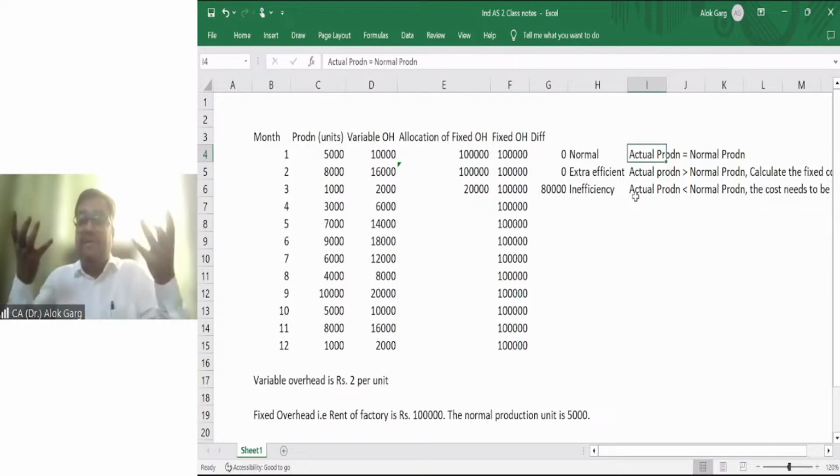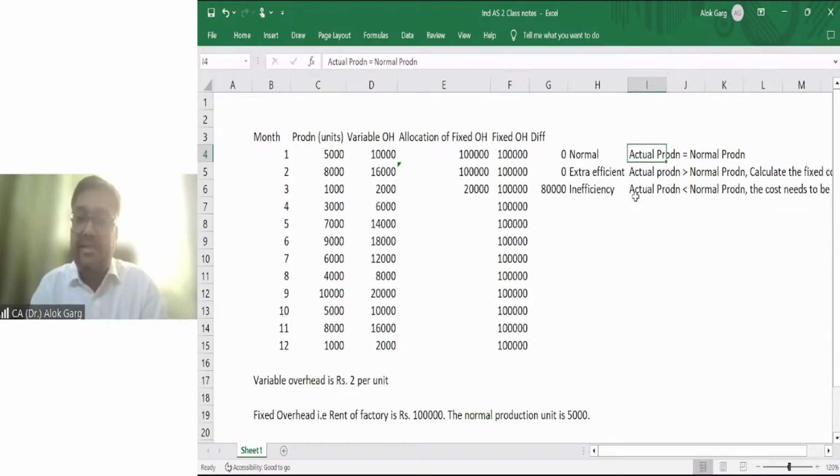But when there is extra efficiency, when your actual production is more than your normal production, of course your fixed cost will not go beyond your actual fixed cost of 1 lakh rupees. In that case, you have to allocate less per unit, so that your total cost remains the same as the fixed cost. Is that clear, friends?